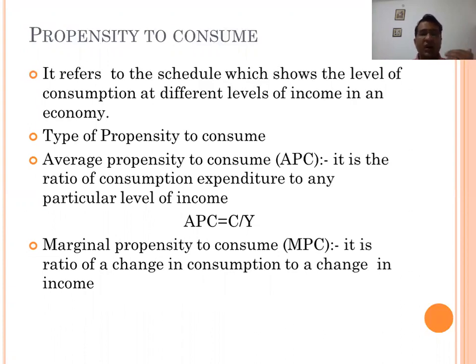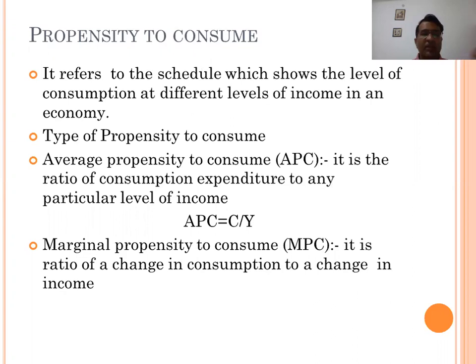It means how much income is there, and then how much we spend. So that is called average propensity to consume. We can calculate C upon Y when the consumption is given and income is given. So if we divide consumption by income, then the value is the APC, average propensity to consume. It shows the average propensity of the consumption.